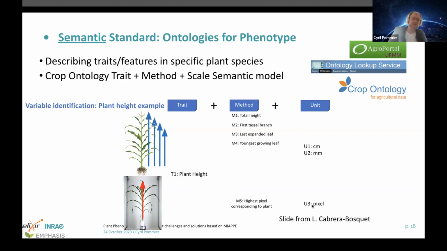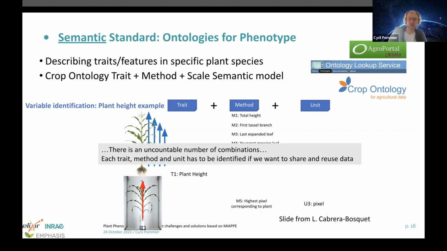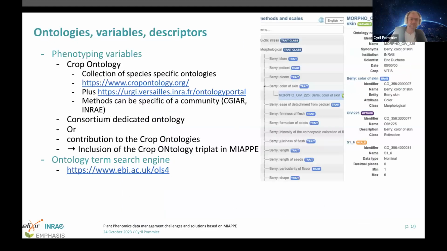When we see what our colleagues are doing, we see very quickly that there is an uncountable number of combinations. We really face an exponential explosion of the number of variables. Each trait, method, or unit has to be identified if we want to share and reuse the data. Now, that's a problem because one ontology with more than 1,000 variables is very difficult to manage.